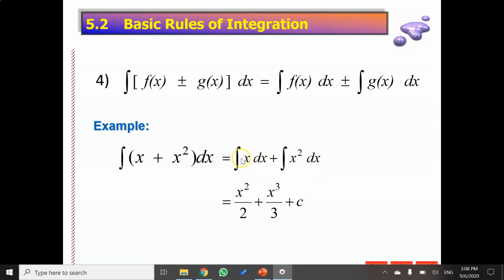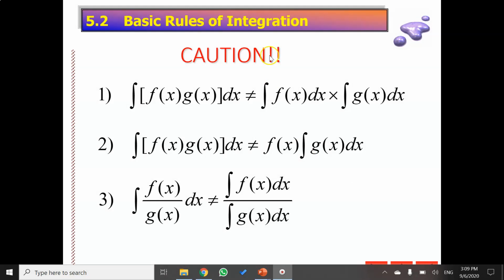So when we integrate x, remember x is x to the power of 1, right? So you have to add 1 to the power, so you will get x squared. And don't forget to divide by the new power over here. So x squared divided by 2, plus the integration of x squared. So you have 2 over here, you add 1. So you get x cubed divided by 3, plus c. Always put plus c at the end of your answer.